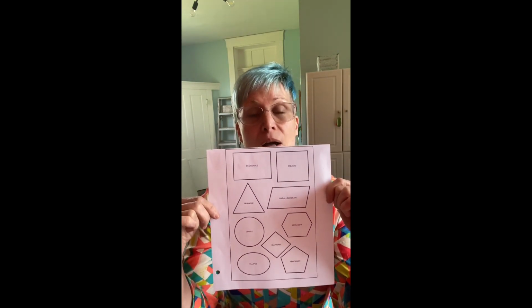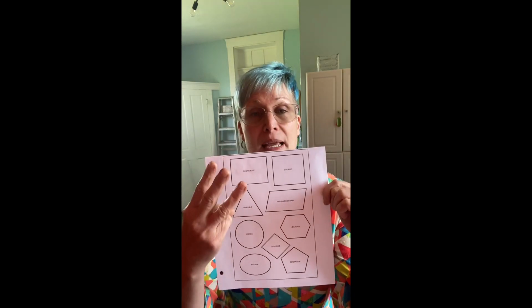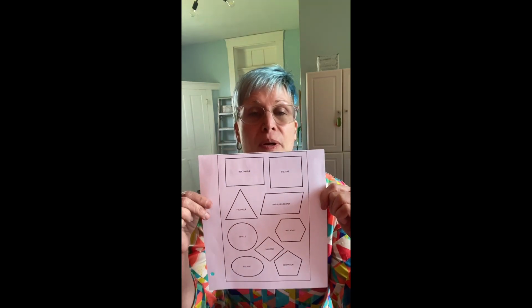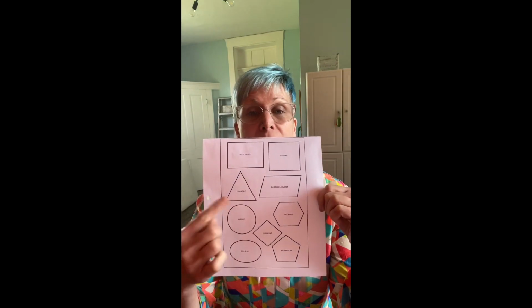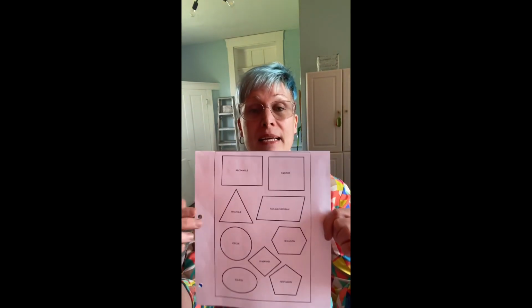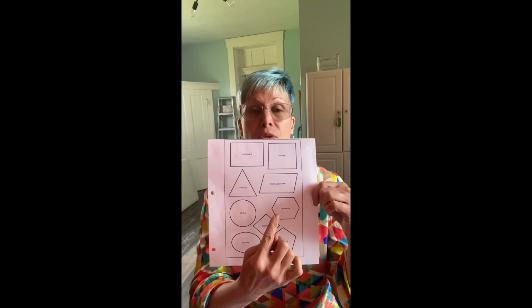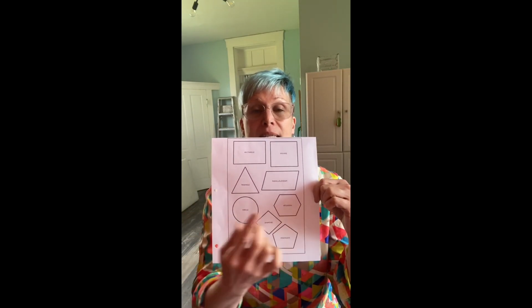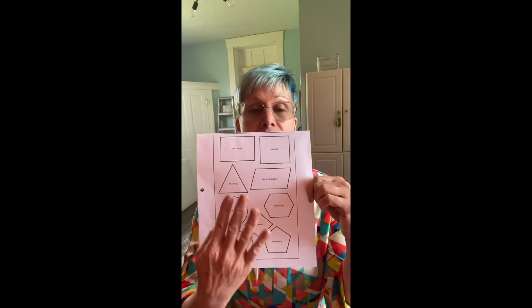A triangle has 3 sides. Tri means 3. So like a tricycle has 3 wheels, anything with 3 sides is a triangle. This is a hexagon. Hex means 6. 1, 2, 3, 4, 5, 6. A pentagon has 5 sides because pent means 5. 1, 2, 3, 4, 5.